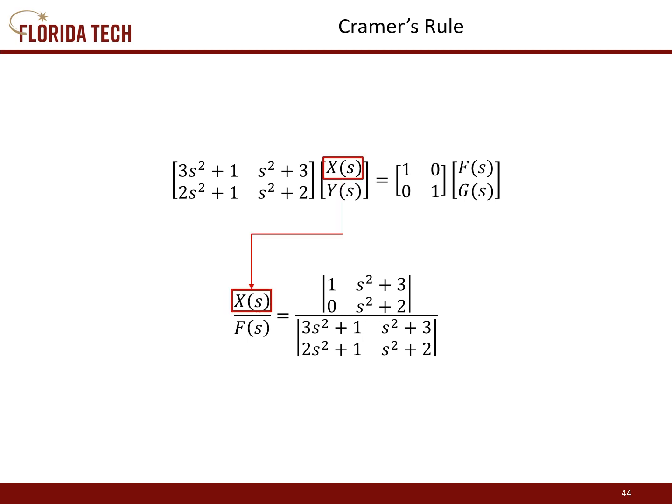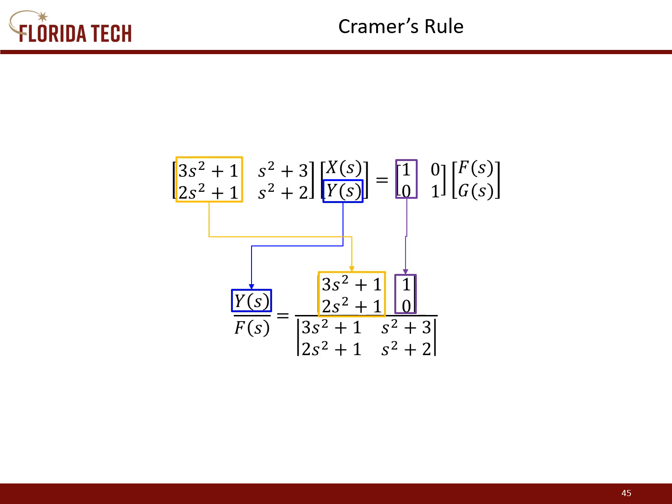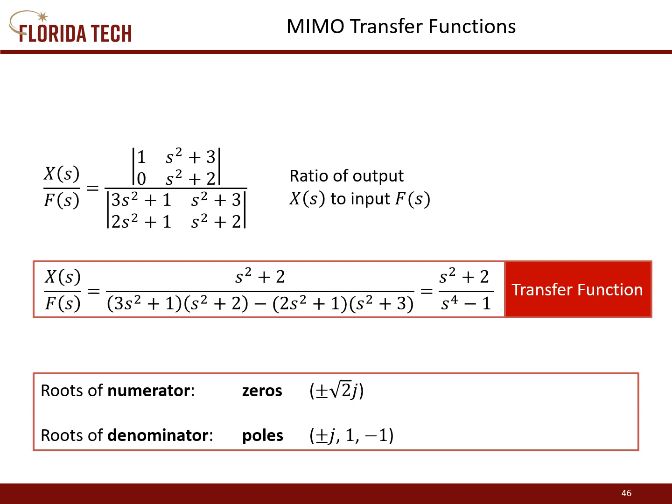So we want to determine what the transfer function x to f is. So again, we put 1, 0 in that column. We grab the s squared plus 3, s squared plus 2 in that column. And then the denominator is the determinant of the entire matrix on the left-hand side of the equation. If we need the y to f transfer function, again, just put that in the second column. That goes in the first column. And you would take the determinants to figure out what that is.